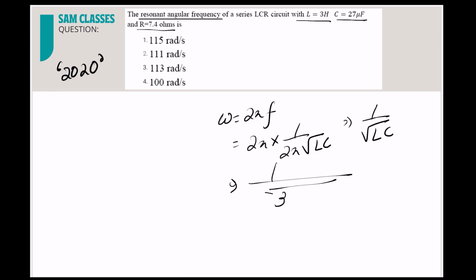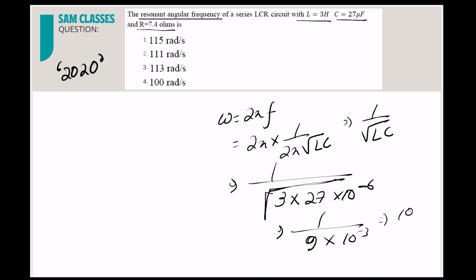I already know. So what is the value I'll get? Root under of 3. L is what? 3 into 27 into 10 power minus 6. So I'll get 1 by root of 27 into 3, that is 81. So 9 will come out into 10 power minus 3. Correct. So again, 1000 by 9. See, very simple. The values also don't change. 111 radian per second. Correct. So very simple questions are here. Nothing much is there. Okay.